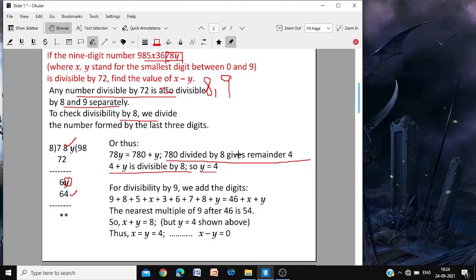The smallest possible one-digit number is Y equal to 4. For divisibility by 9, we add the digits and we get 46 plus X plus Y. The nearest multiple of 9 higher than 46 is 54. 9 into 5, 45. 9 into 6, 54. So X plus Y should be 8. But Y equal to 4, so X is also equal to 4. So both are equal to 4 and X minus Y equals 0.